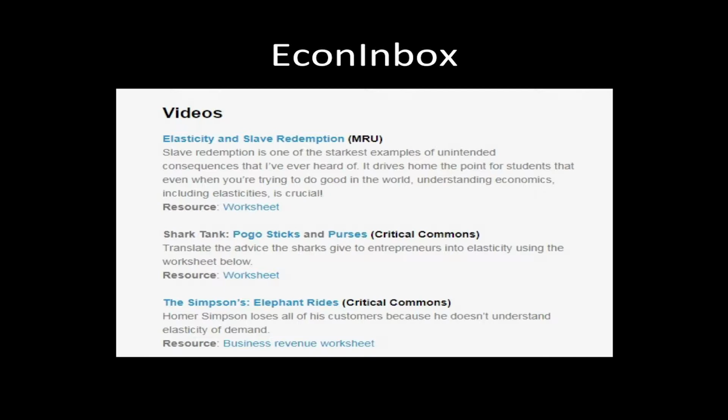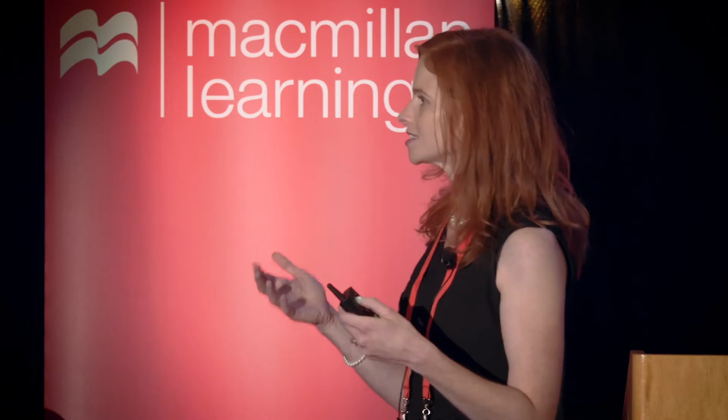And then as we got more into our lecture on elasticity, I used those two Shark Tank clips, the pogo sticks and purses. That is an excellent example of the relationship between elasticity of demand and total revenue. With the purses, which is a very elastic product, the sharks were recommending them to lower their price to increase total revenue. The pogo sticks, which they considered to be more inelastic, they suggested to the entrepreneur that they should raise their price.